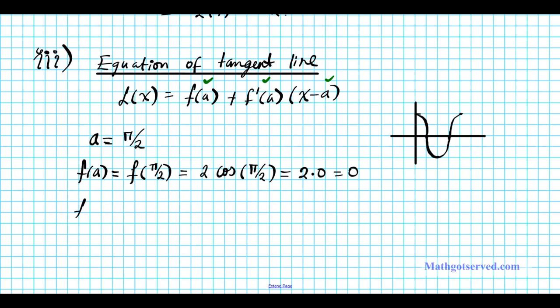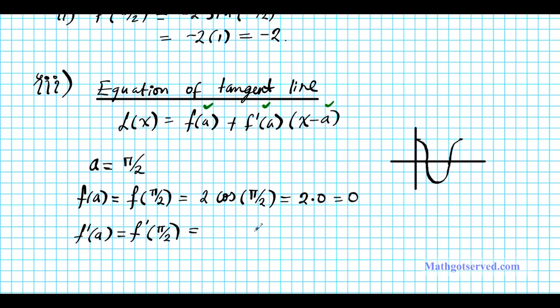F prime of a is the derivative at x equals a. A is pi over 2, so we're looking for the derivative at pi over 2, or the slope of the tangent line at pi over 2. We already calculated that earlier in part 2 of the problem, and that's negative 2. So f prime of a is negative 2.